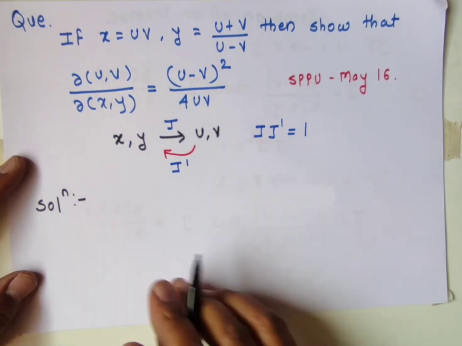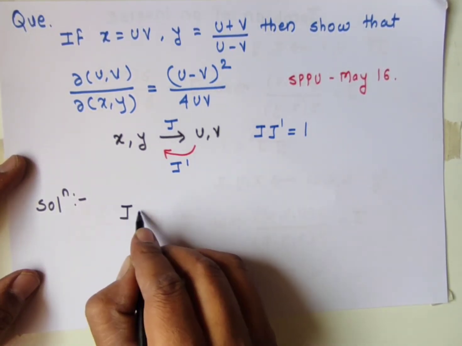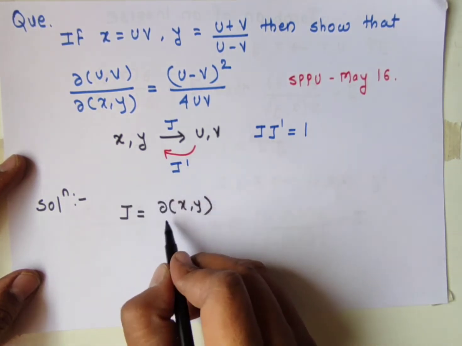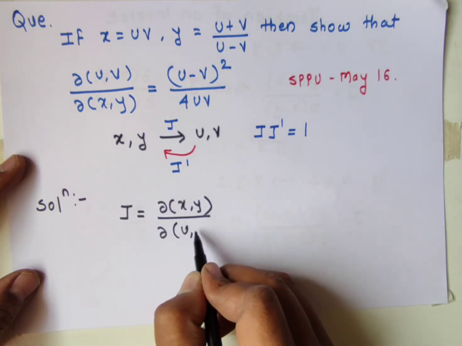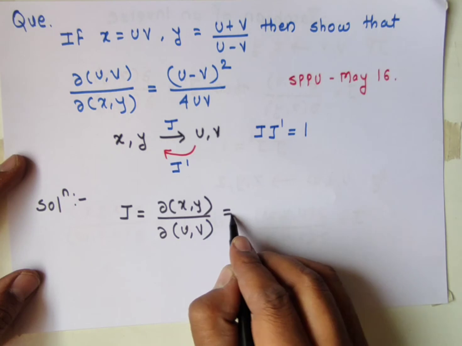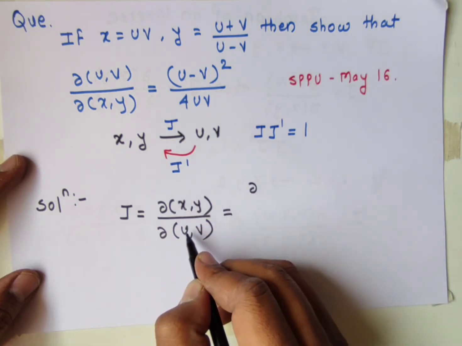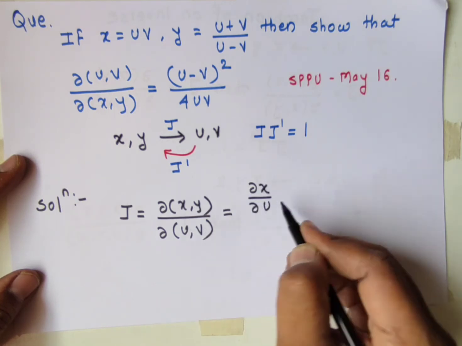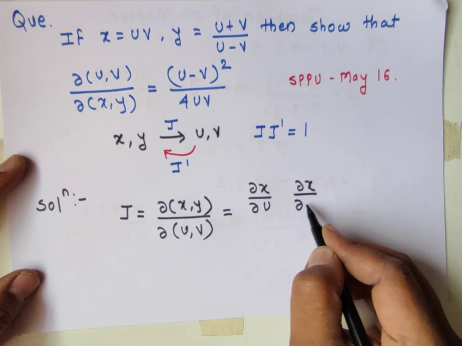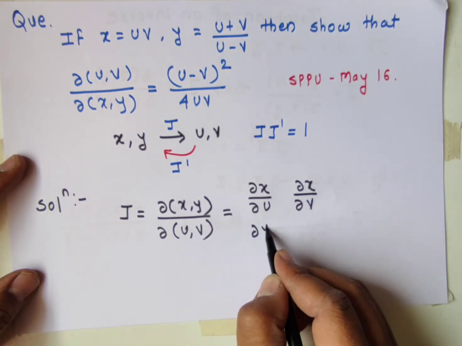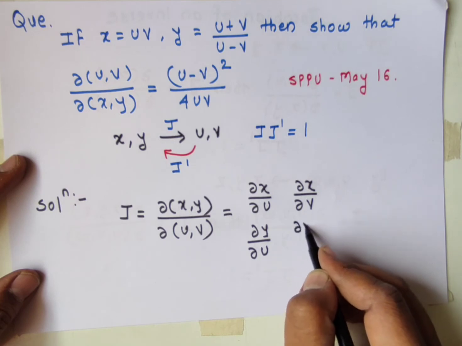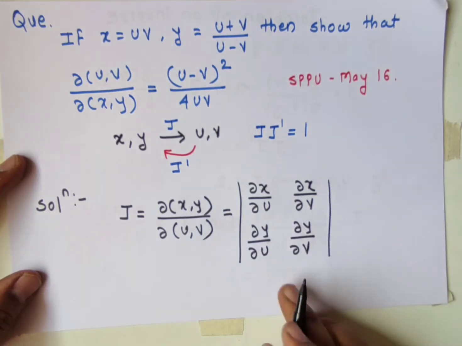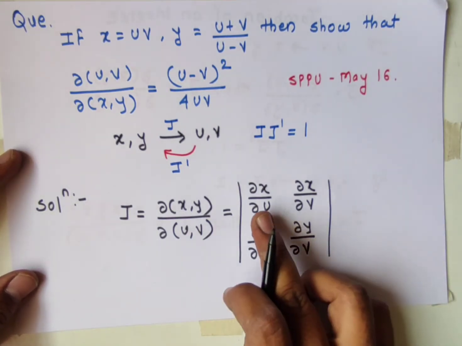Now what is our Jacobian here? The Jacobian J is equal to ∂(x,y) divided by ∂(u,v). How do we calculate this? It is equal to the determinant with ∂x upon ∂u, ∂x upon ∂v in the first row, and similarly ∂y upon ∂u, ∂y upon ∂v in the second row. This is what we require. Now let's start to solve these four values.